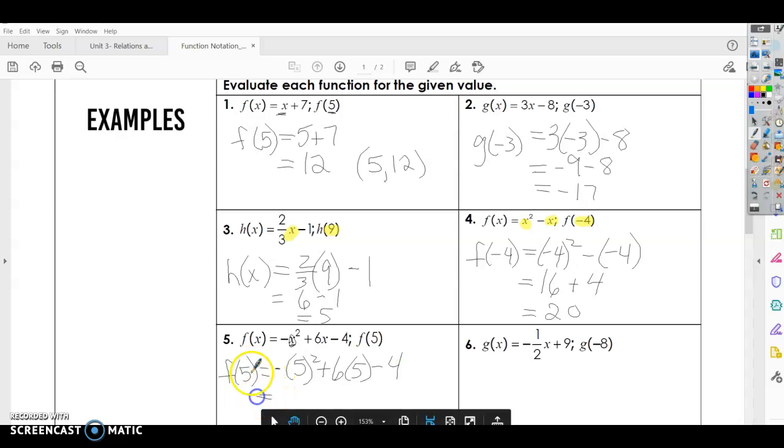This time the negative is already there, so keep it. 5 squared is 25, and plus 30, and minus 4. So this time, f of 5, negative 25 plus 30 is positive 5. 5 minus 4 is 1. So when you input 5, you get 1 as your y value.